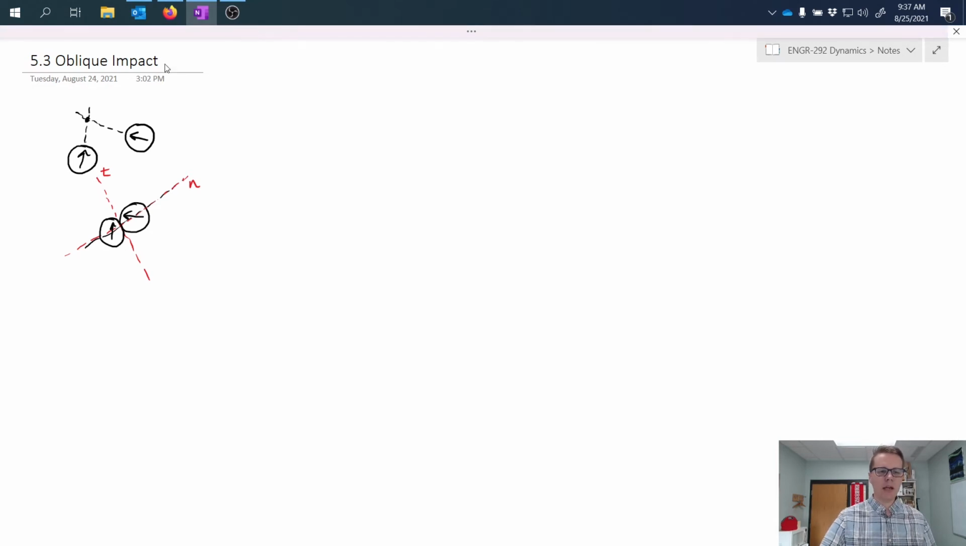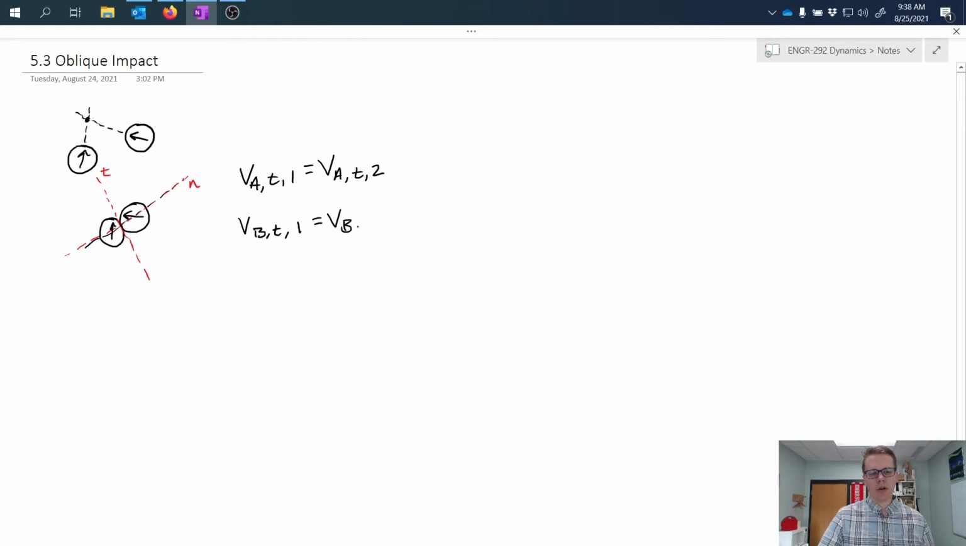And we can go ahead and write that the velocity before and the velocity after for particle A are going to be equal, and the same is going to be true for particle B. So this is really useful information, and it'll help us as we try to figure out what's going on in the system.